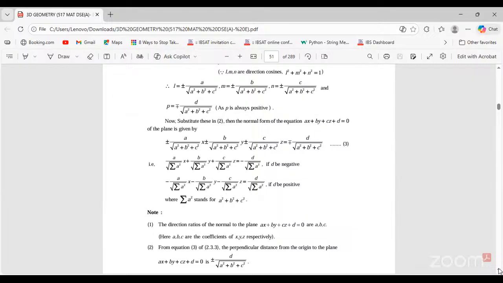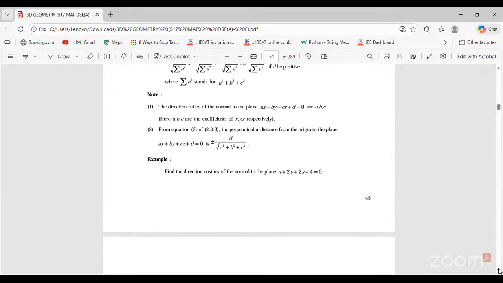What are the note points? There are some remark points. The direction ratios of the normal to the plane are, what are the DRs? A, B, C are the DRs. Now Ax plus By plus Cz plus D equals 0. I already told you A, B, C are direction ratios. We get the equation of a plane.